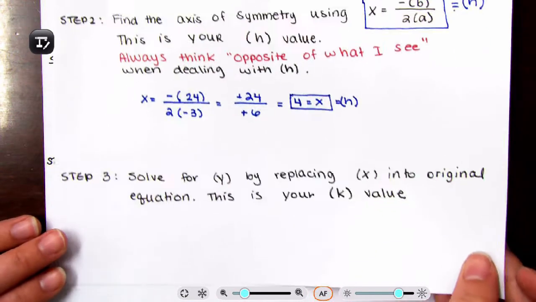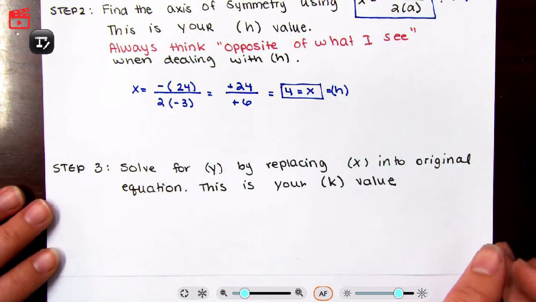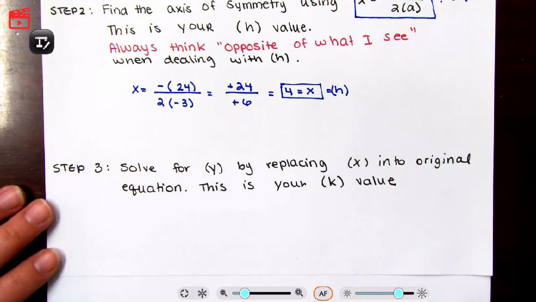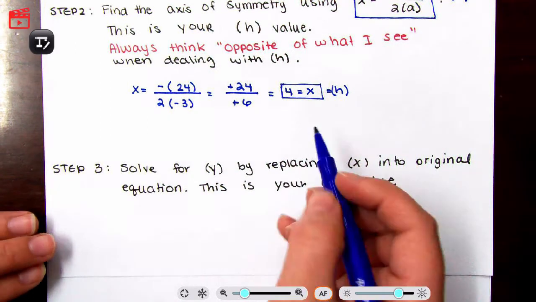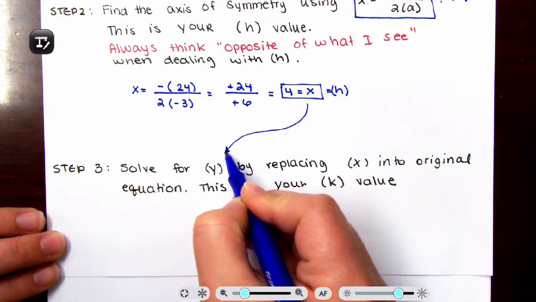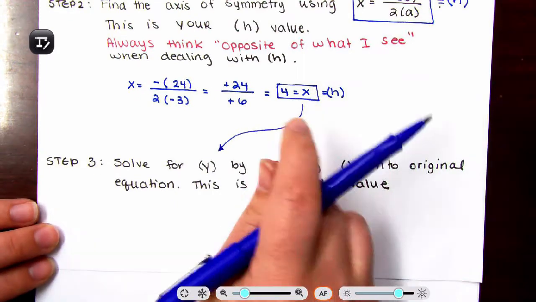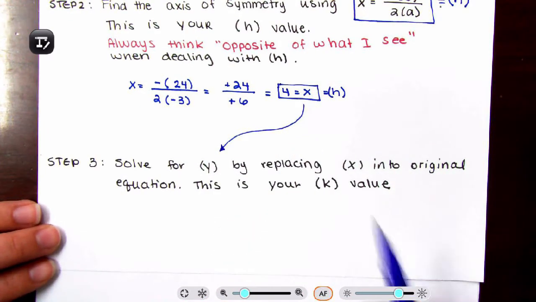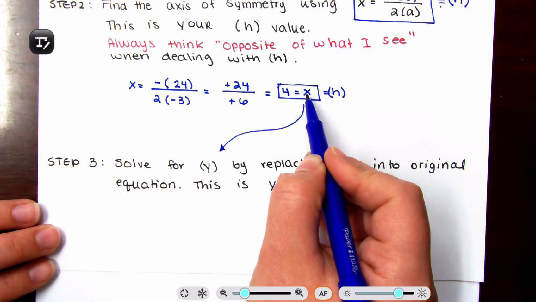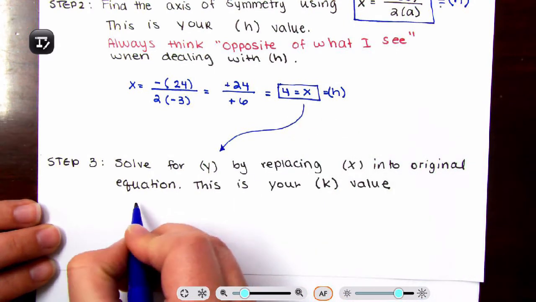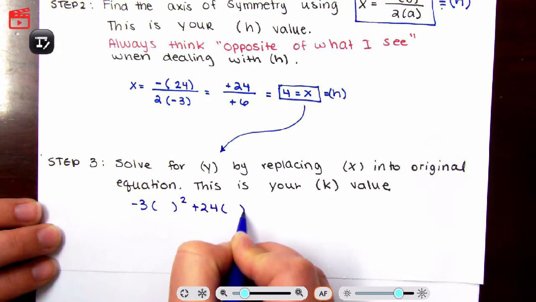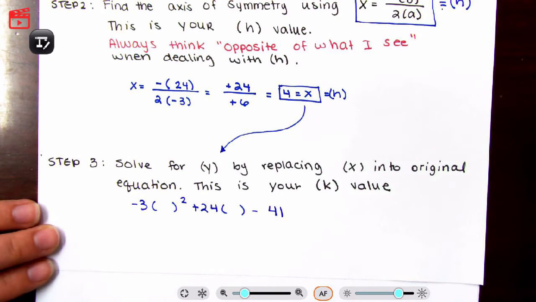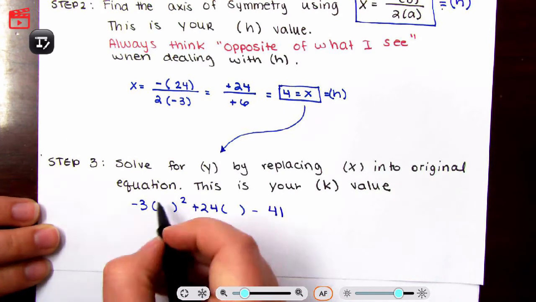In order to solve for your k value, I almost said y, but it's your k value, we're going to solve for your y. It's very similar to the steps that we did when graphing the standard form. We're taking your x value. Your x is equal to 4. You're going to substitute it back into your original equation in place of the x value. So your input is going to be 4. Your output is going to be your y value.